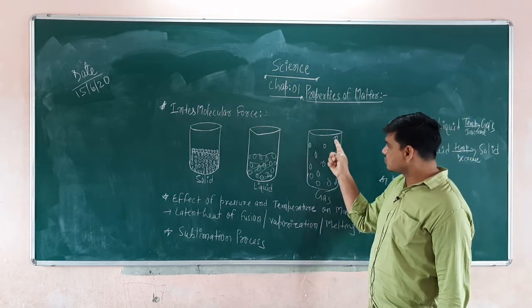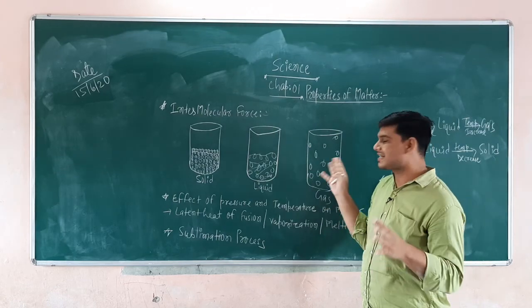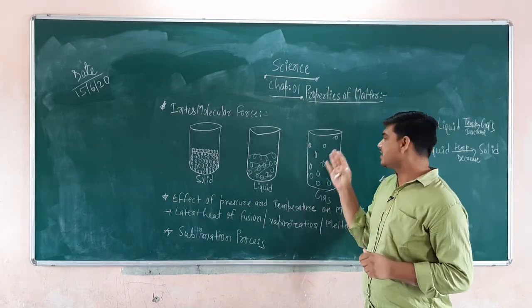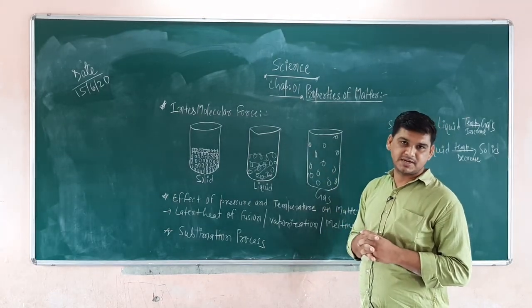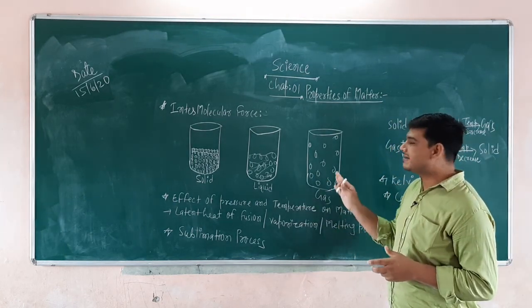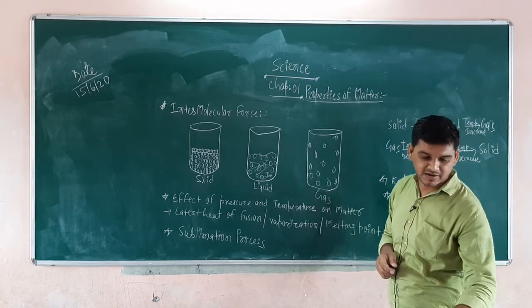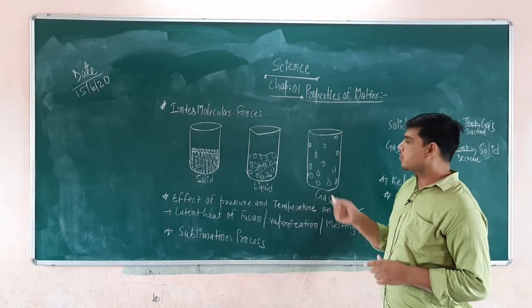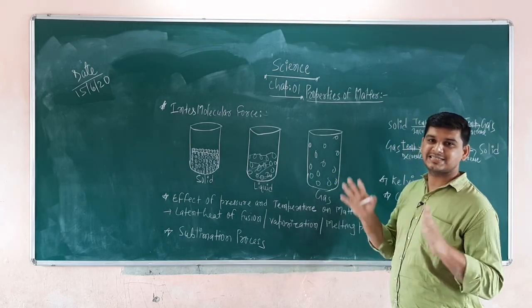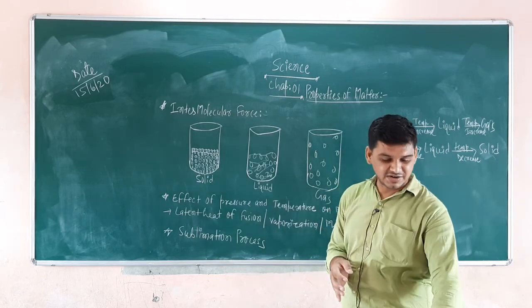Now gases. If you see the particles of gas, they are scattered everywhere, in every direction. So they are not properly bonded to each other. There is a long gap between the particles of gas, so the intermolecular force is very low. It means there is almost no intermolecular force available in the gas. Because of this movement of the gases, they generally generate pressure. They move everywhere, so they generate pressure.